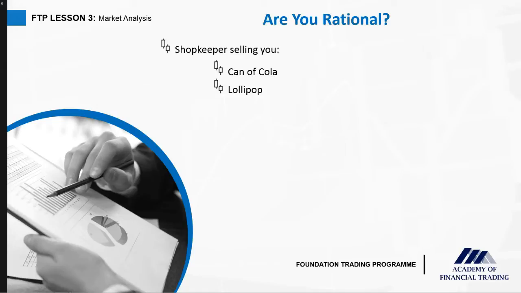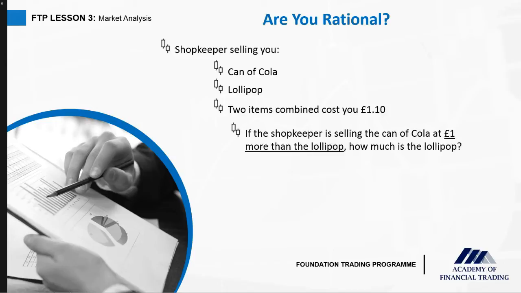So a shopkeeper sells a can of cola and a lollipop for a combined cost of £1.10. So there's your £1.10 figure. Now, if the shopkeeper is selling a can of Coke for £1 more than the lollipop, how much is the lollipop? So how much is the lollipop if the total amount paid is £1.10?